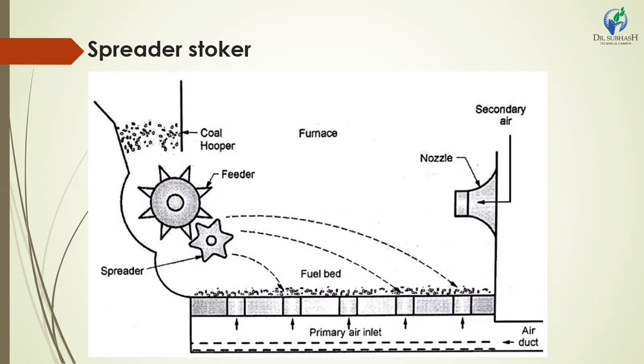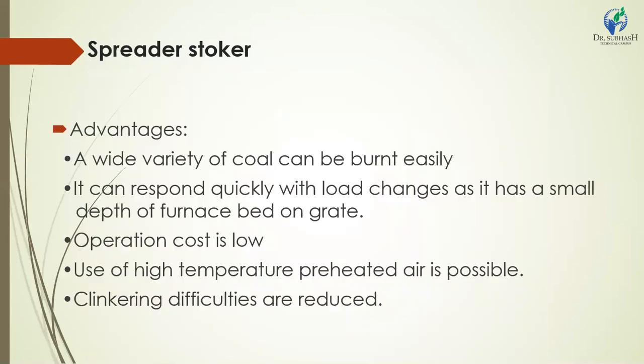This type of stoker can be used for boiler capacity from 80 to 150 tons per hour. So this spreader stoker has higher capacity than the other one. So we will see the advantages now. There are some advantages of spreader stokers. A wide variety of coal can be burnt easily.